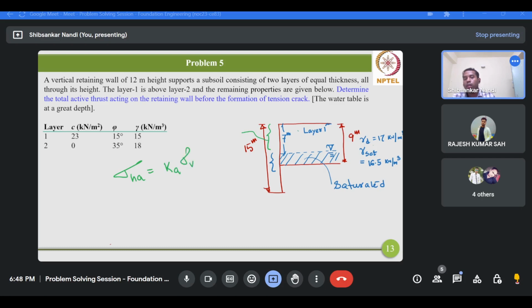Okay, now for layer 1, and obviously this sigma v will be effective. Please keep in mind. So for layer 1, suppose we are trying to determine the active earth pressure at this level, just at the bottom of layer 1. So at the bottom of layer 1, what will be the value of sigma v prime? We are assuming that this is the bulk unit weight, so it will be 17 multiplied by 7.